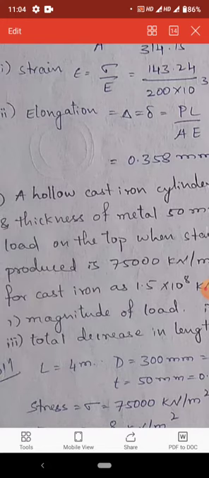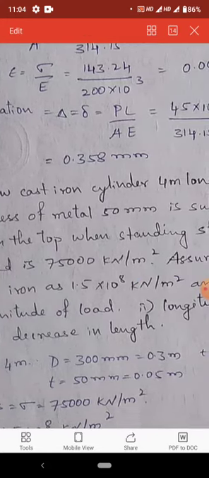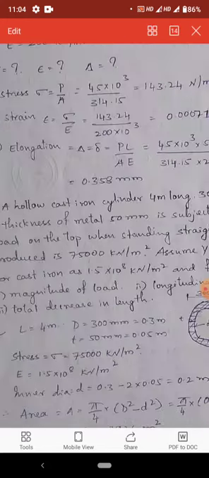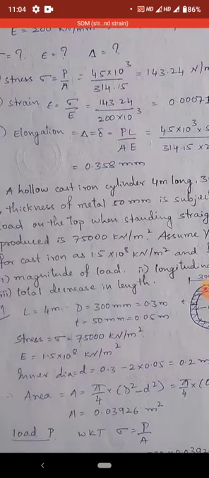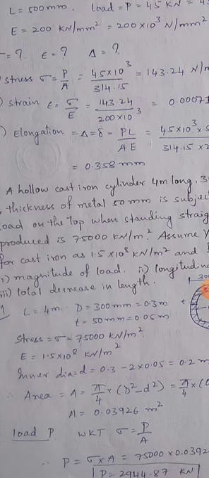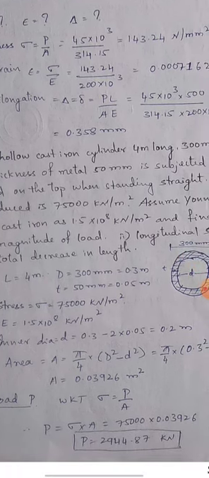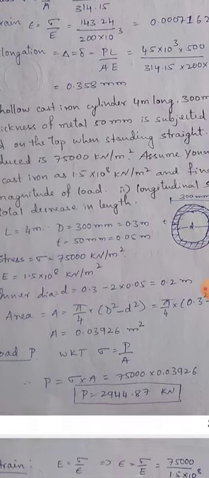Therefore see here, L is 4 meter, D is 300, t is 50 mm, converted into meter, and stress is 75,000 kilonewton, E equal to 1 point. Therefore inner dia, this one, you have to calculate the area separately and calculate the output stress value. Stress is equal to load by area.